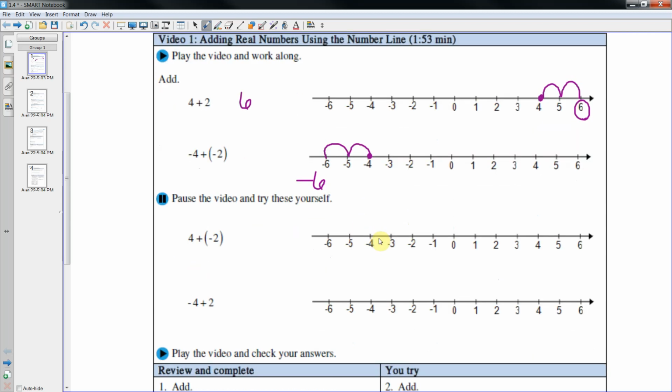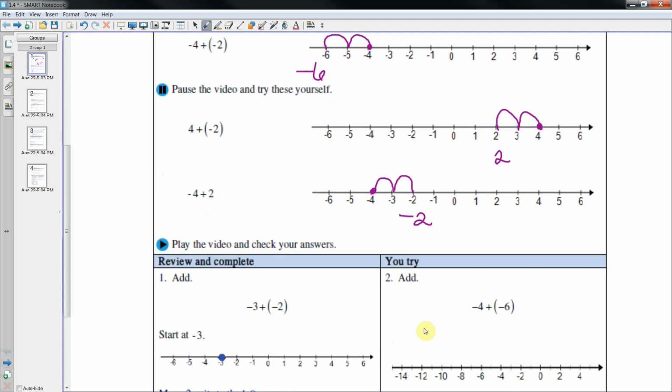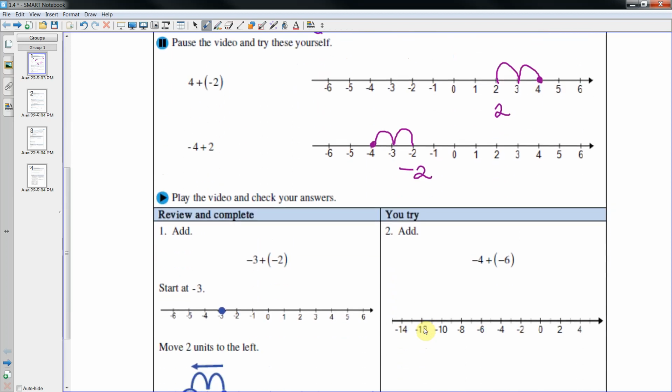Now, if I'm adding a negative again, so if I start on 4, I'm going to add a negative 2, which means I'm really going to the left because it's a negative 2. I end up on 2. If I start at negative 4 and I just add a 2, I move to the right, up 2 spots, I end up on negative 2. And using the number line is okay, but a lot of times you're just going to end up using the rule, which I'm going to go over in just a second.